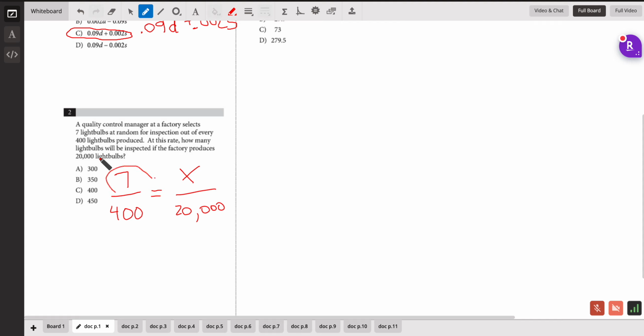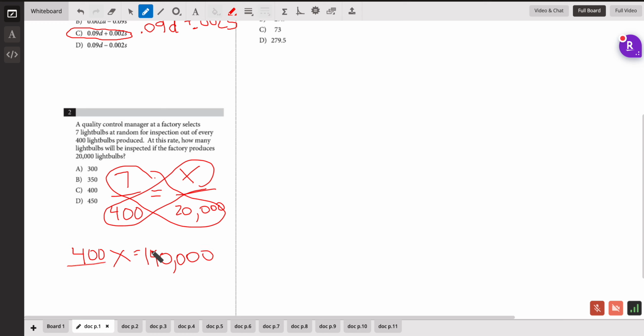Okay, you can cross multiply here. So 400 times x equals 140,000. Then we would divide both sides by 400. And when we do that, we get the answer is B, 350.